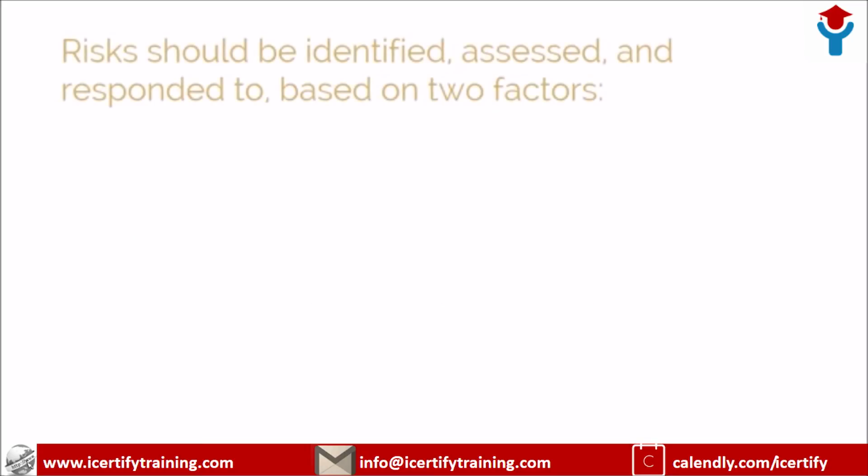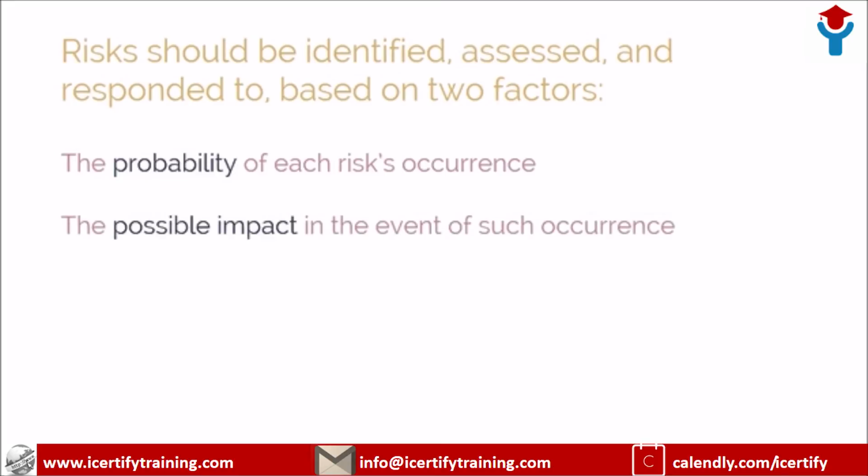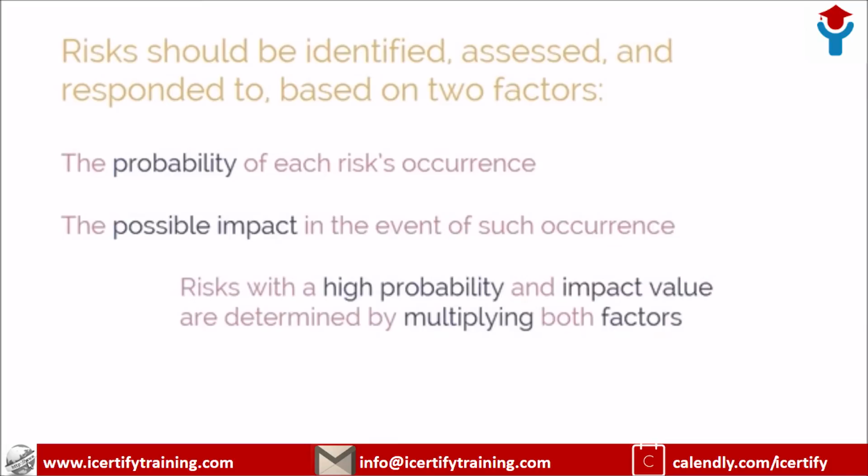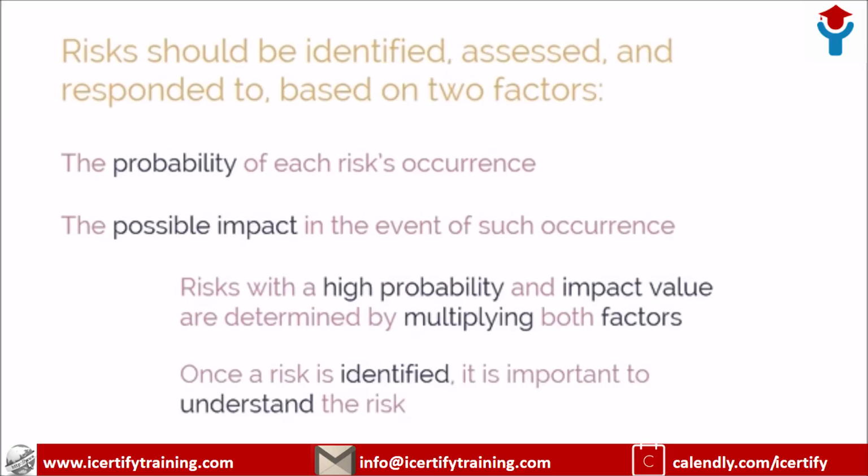Risks should be identified, assessed, and responded to on the basis of two factors. These are the probability of each risk's occurrence and the possible impact in the event of such an occurrence. Risks with a high probability and impact value, determined by multiplying both factors, should be addressed before those with a relatively lower value. In general, once a risk is identified, it is important to understand the risk with regard to the probable causes and the potential effects if the risk occurs.